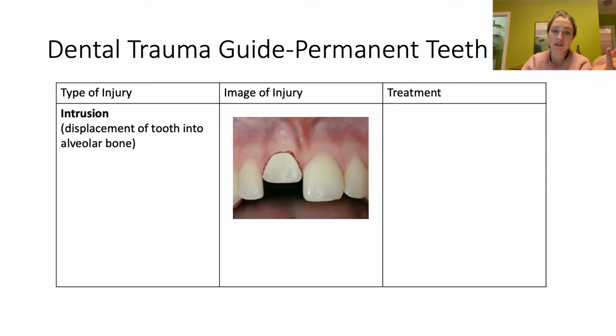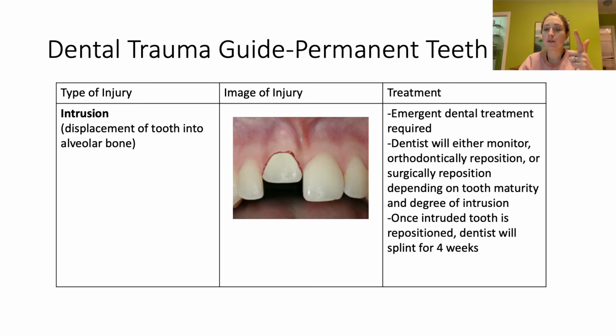For an intrusion, that's displacement of the tooth into the bone, so it gets pushed up. For treatment, the dentist will either monitor, orthodontically reposition, or move it back in the right spot with braces, or depending on the maturity and degree of intrusion, they might actually surgically reposition, which is just a fancy word for putting a forceps on the tooth and pulling it out a little bit. Once the intruded tooth is repositioned, the dentist will splint it for about 4 weeks. So if it gets pushed in, don't touch it, just send them to the dentist.